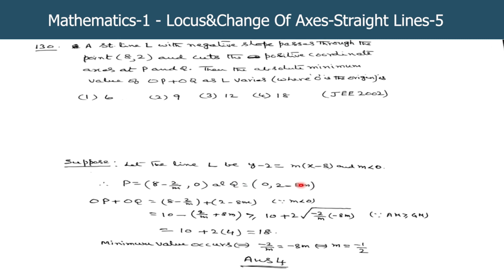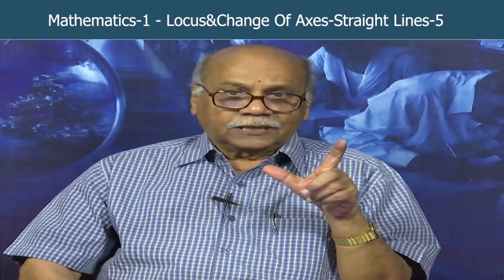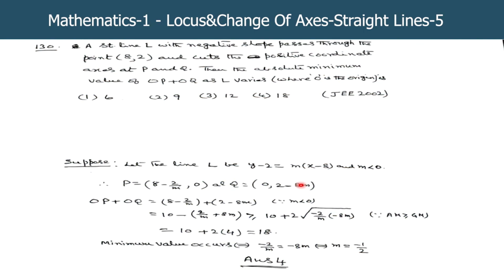Now here observe, these points are on the coordinate axes. So the distance of these points from the origin is OP and OQ, and because m is negative, minus 2 by m is positive and 2 minus 8m is also positive. So OP is equal to 8 minus 2 by m and OQ is equal to 2 minus 8m because m is negative. So OP plus OQ is equal to 10 minus 2 by m minus 8m.